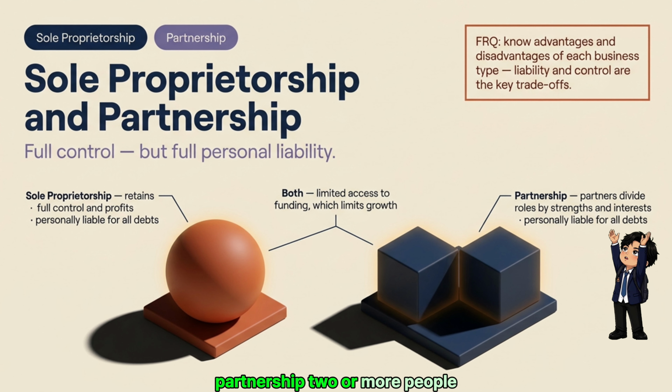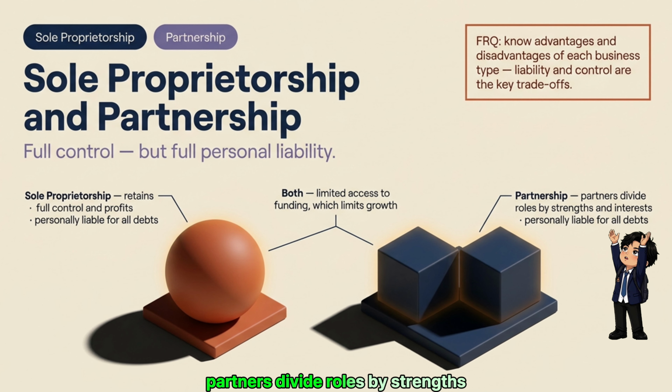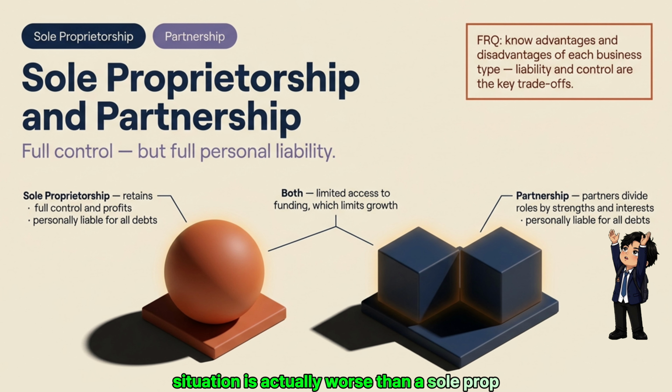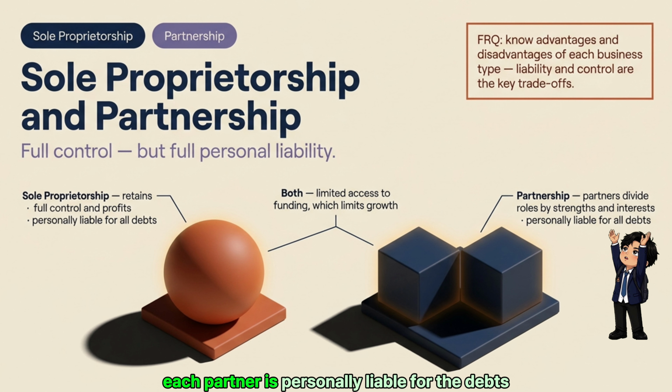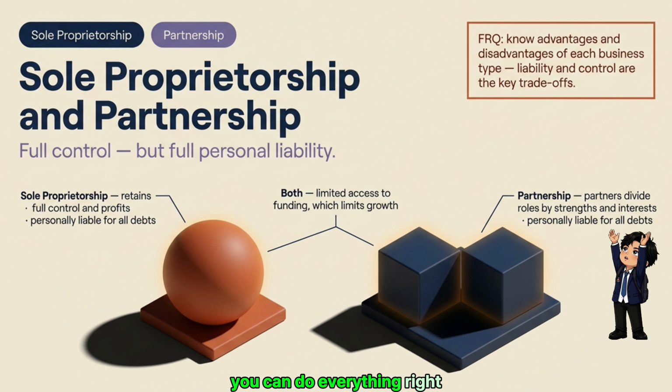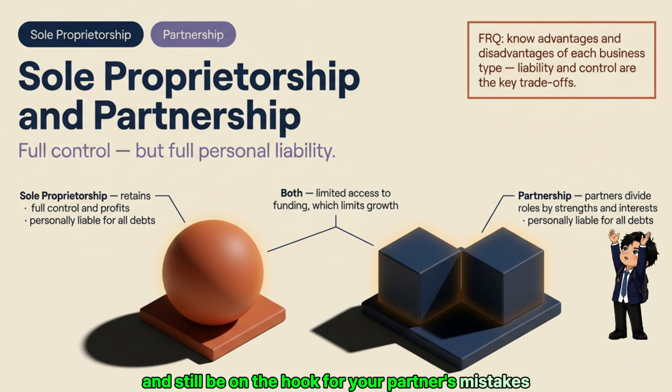Partnership, 2 or more people. Partners divide roles by strengths. But the liability situation is actually worse than a sole prop in one way. Each partner is personally liable for the debts of the other partners too. You can do everything right and still be on the hook for your partner's mistakes.